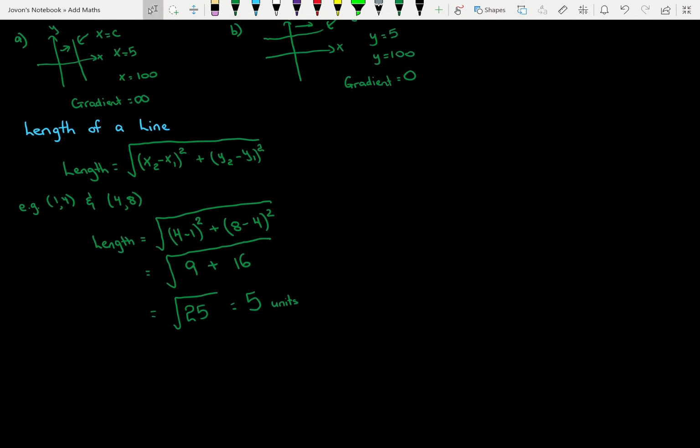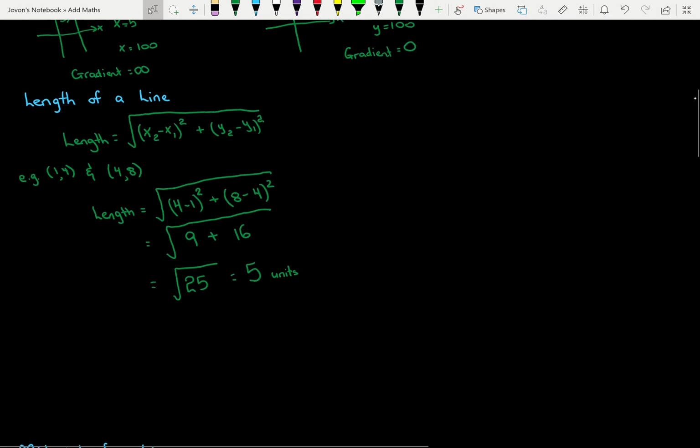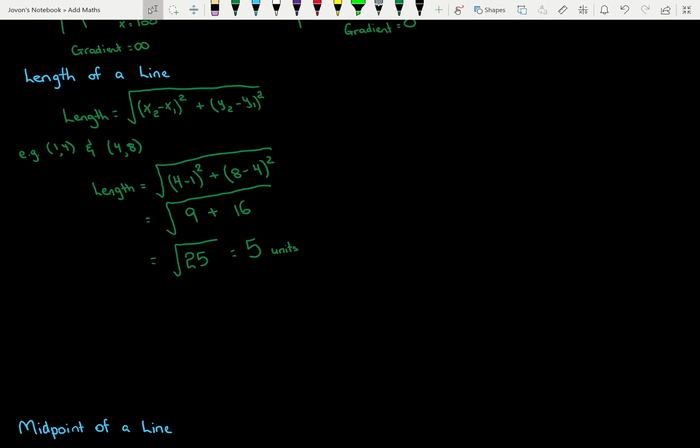So this is how you calculate the length of a line. Okay, pretty simple, pretty straightforward. An important thing to note is to make sure that whatever you use for x2 you also use for y2. Some people sometimes mix it up, and pay careful attention to negative signs, because some people tend to forget the negative signs.